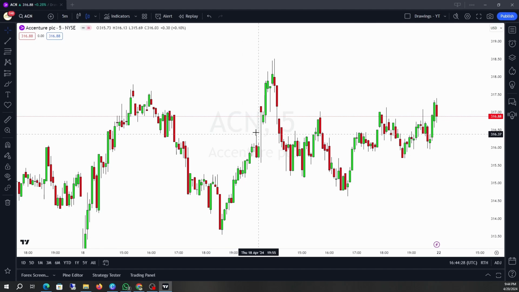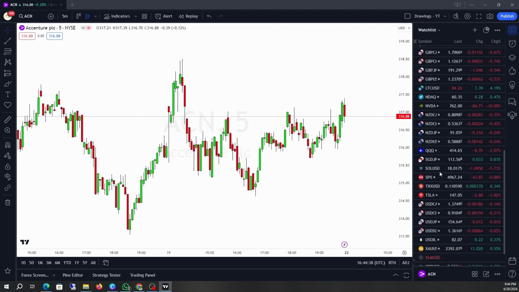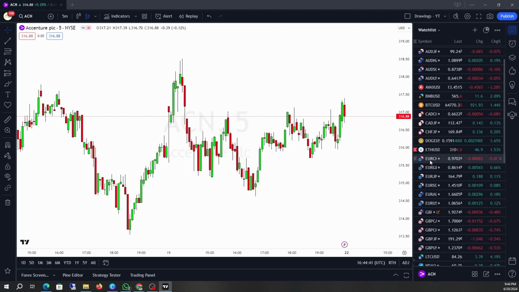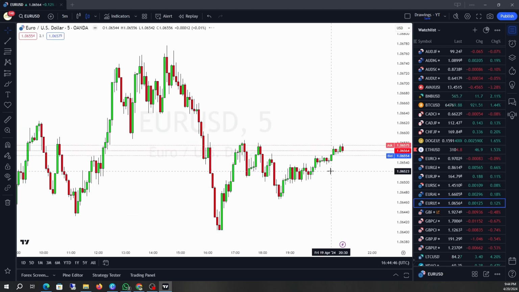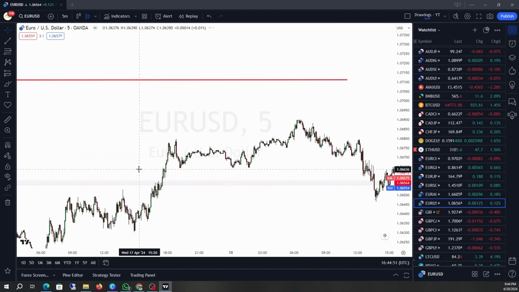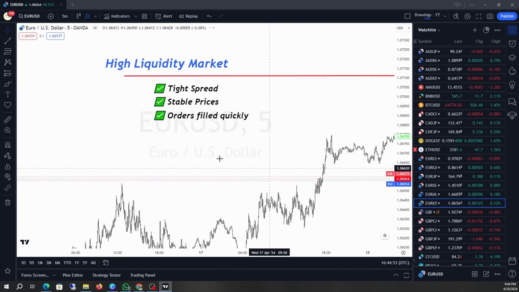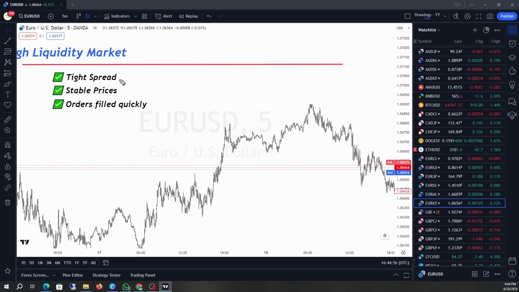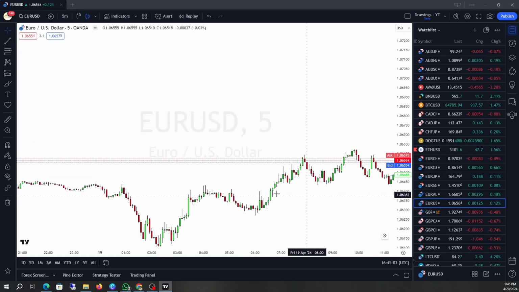And here you can see that there are a lot of huge gaps between the prices even at the 5-minute time frame. Now if we go to the very highly liquid pair, that would be Euro USD. In this pair we can see that at the 5-minute time frame, the market gaps between the prices are not very high. So because of this, the spreads are quite tight, the prices are quite stable, and orders will be fulfilled right away as soon as you place them in your trading.